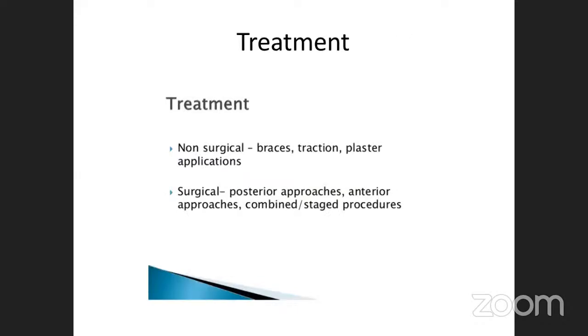Treatment of kyphoscoliosis. There are non-surgical and surgical approaches. In non-surgical, braces, traction, plaster applications are used. In surgical approaches, there are anterior and posterior approaches. Surgery is done in either single stage or combined stage. Aim of surgery is to prevent progression of the curvature of the spine, to maintain posture, and to prevent progression of pulmonary dysfunction.